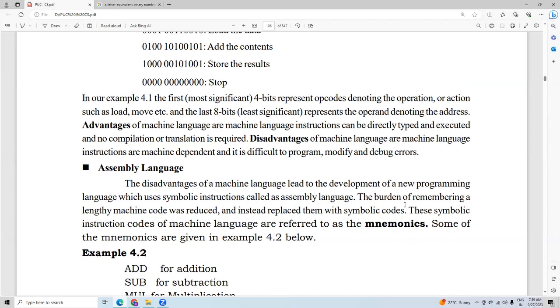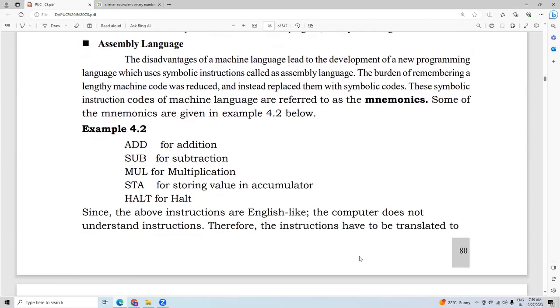So what is the advantage of machine level language? These are the machine languages. Instructions can be directly typed and executed, and no compilation or translation is required. The drawback you have already seen. This is machine dependent. That means it is not a portable program, and it is difficult to program, modify and debug errors. That is why one more kind of language got developed, called assembly level language, right?